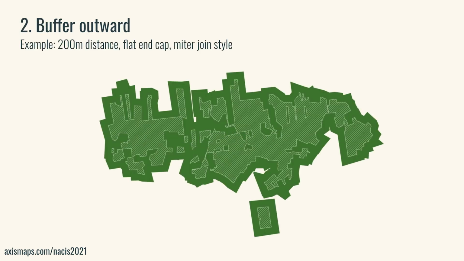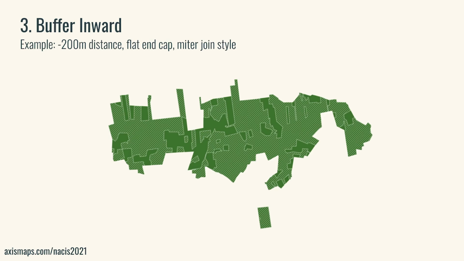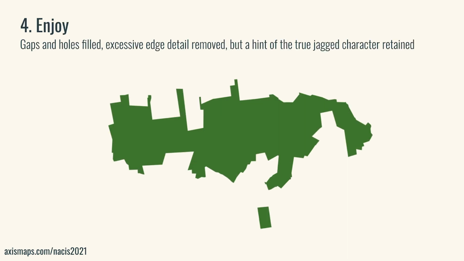A 200-meter buffer outward, followed by a 200-meter buffer back inward, fills in a lot of gaps and straightens some edges. It still has that unnatural official borders look, which may or may not be wise to keep, but it's a lot less crazy. Not bad, I'd say. The results depend a lot on your choices of buffer distances, how many iterations of this process you do, and line cap and join styles.